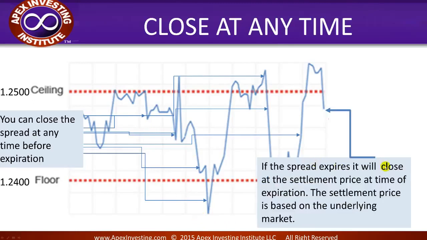Okay? So if the spread expires at the settlement price at the time of expiration, then let's say I bought at 24.10, and let's say it expired at 24.80. What would I make on the trade? If I bought at 24.10, it expired at 24.80. What would I make on the trade? 70 pips. Very good. Awesome.